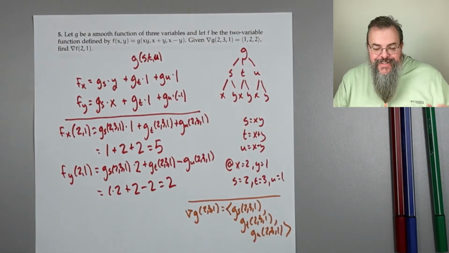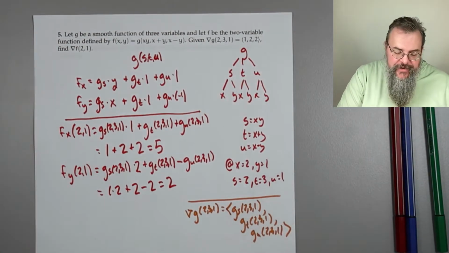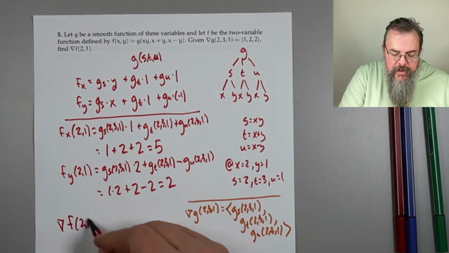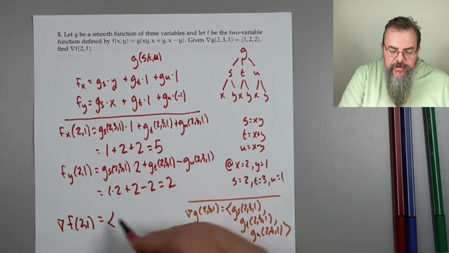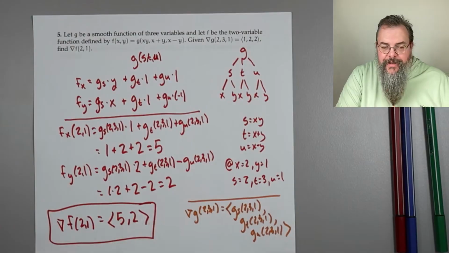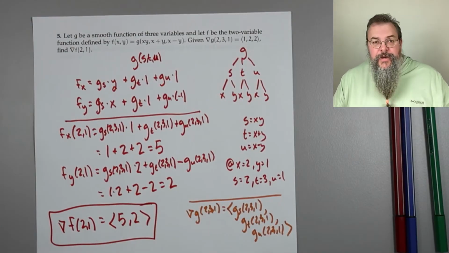So what's our answer? Well, we found our partial derivatives, and therefore our answer for the gradient of f at 2, 1 is our partial derivatives 5, 2. And there we go.